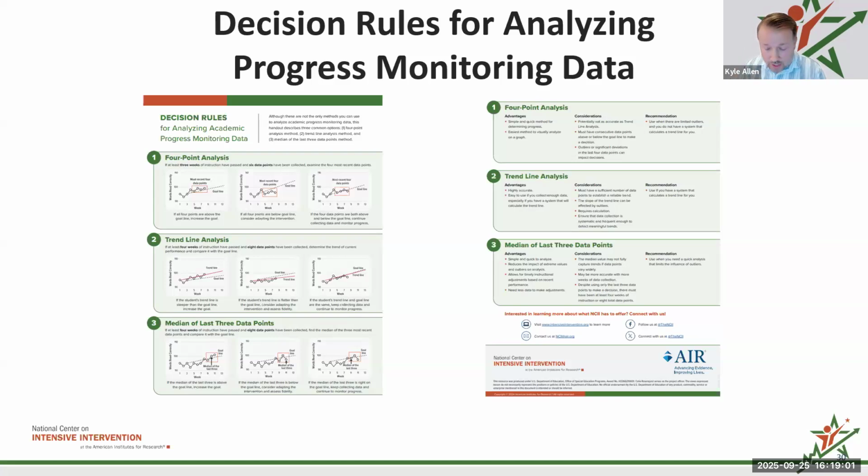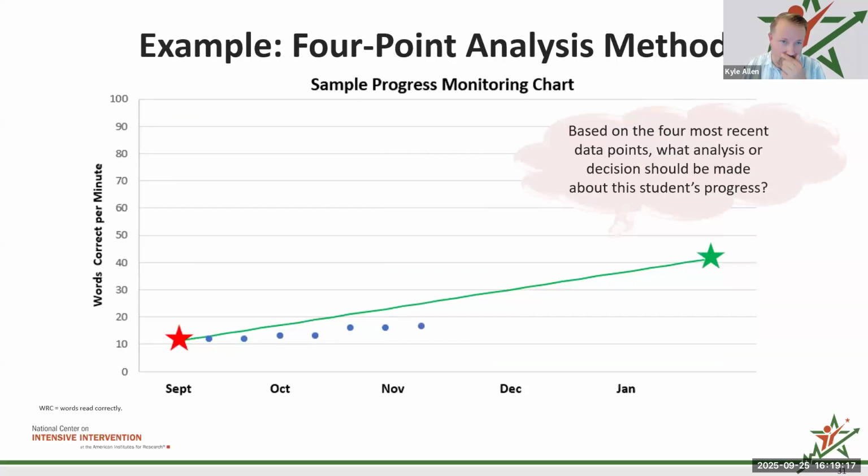This is a resource. I know Kat probably just put it in the chat where you can look at these. And kudos to Kat. Kat made this resource. So we know it's awesome. But no, seriously, she did. And it's a really great resource to think about the decision rules specifically for analyzing that progress monitoring data. These are just examples of those. Again, you can read more about them through the resource, but there's three of them.